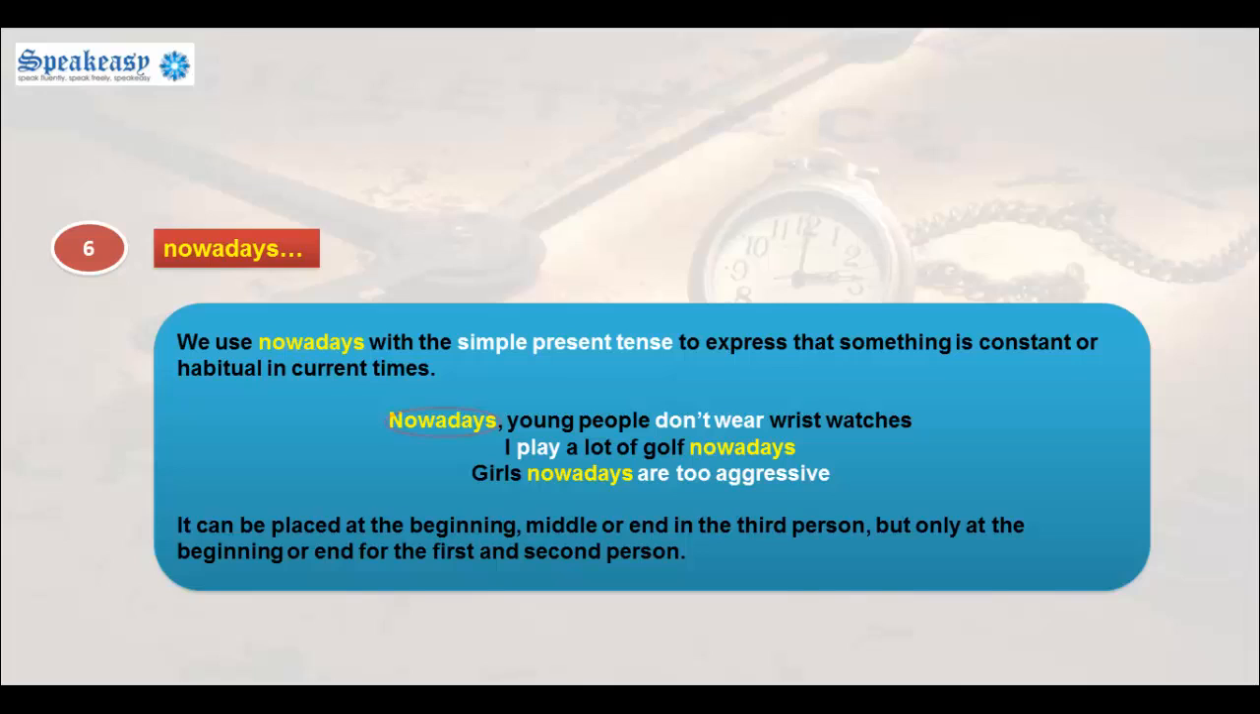Nowadays can be placed at the beginning, middle or end in the third person, but only at the beginning or end for the first and second person.